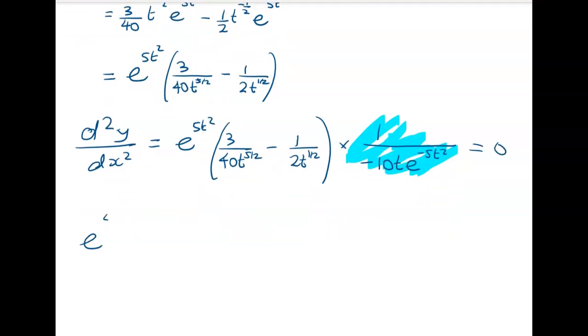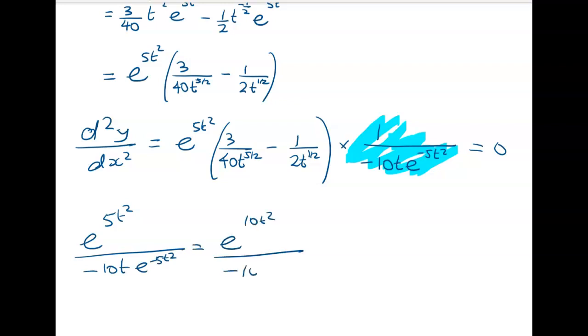So e to the 5t squared over negative 10t e to the negative 5t squared is equal to e to the 10t squared over negative 10t, and that's not equal to 0 anywhere, because this is always positive. And that means that the only part that's going to make this second derivative 0 is when this is 0.